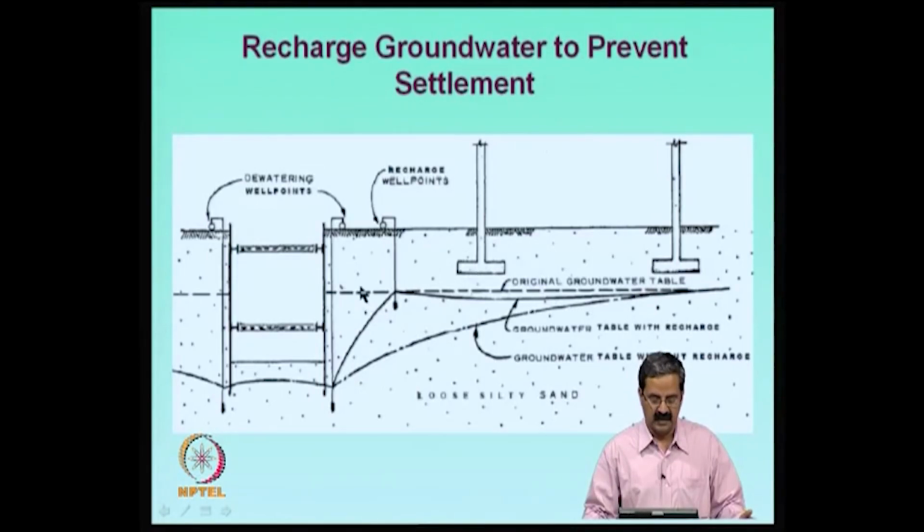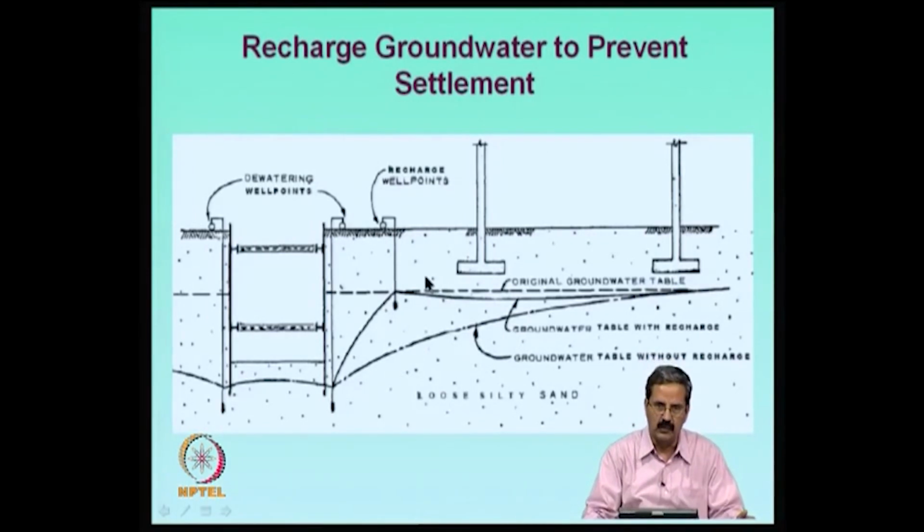Suppose you try to dewater a lot. There is a possibility of a definite settlement, because groundwater lowering results in an increase in effective stress, and if the effective stress increases, a settlement takes place. So sometimes, before you have a system wherein you withdraw the water, you try at the same time to pump back the water in such a way that you do not have an appreciable difference of the effective stresses between this foundation and this foundation.